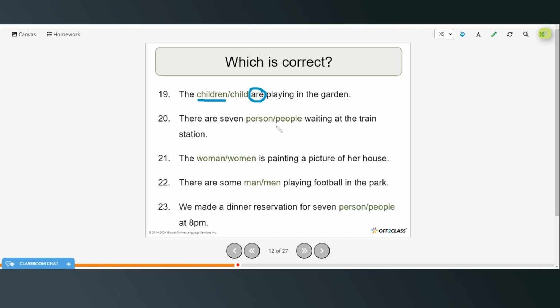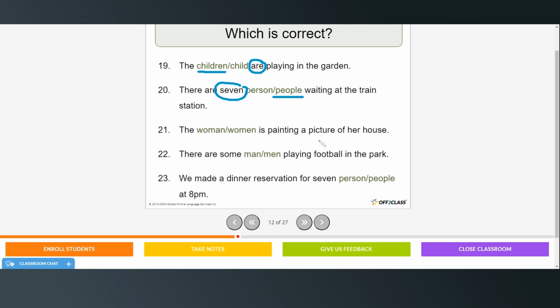There are 7 people waiting at the train station. We know it's people because of the 7. Here it should be the woman is painting a picture of her house. The is and her are both singular, so that's how we know we use the singular form woman. There are some men playing football in the park, so some lets us know that it's more than one. And we made a dinner reservation for 7 people. Again, 7 tells us it's more than one.